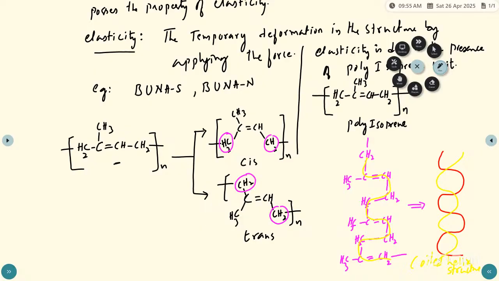Due to the presence of polyisoprene, rubber has the elasticity property. Polyisoprene exhibits two geometrical isomers: one is the cis isomer and the second one is the trans isomer. The trans isomer looks like a coiled helix structure. That's why it has the elasticity property. So that is enough.